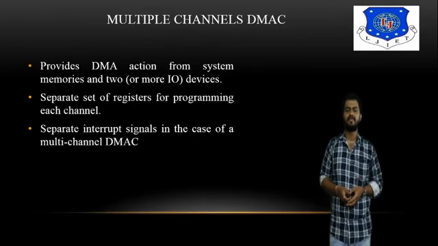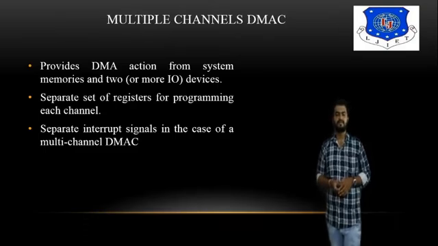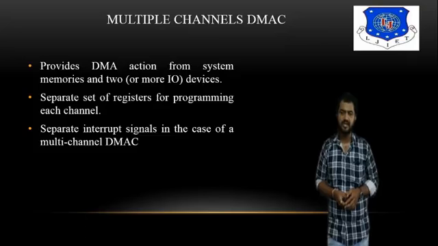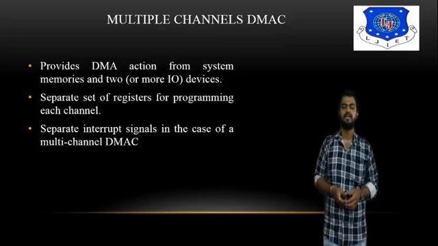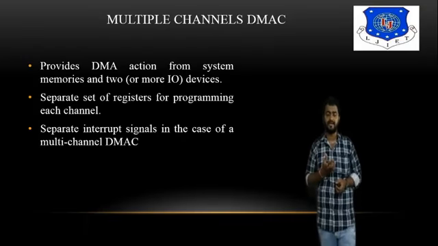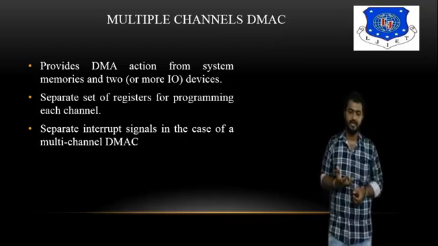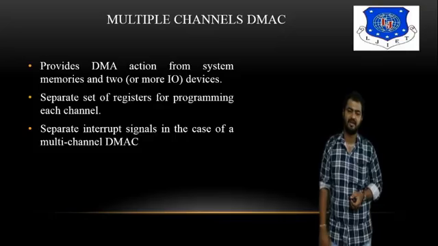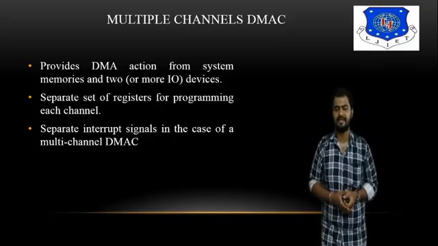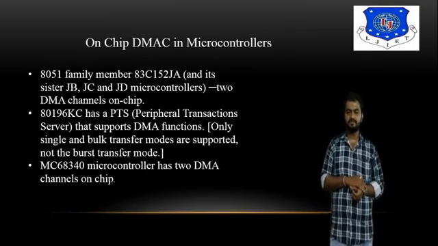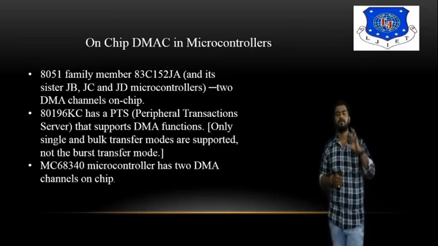A multiple channel DMAC provides DMA actions between system memory and two IO devices. There is a separate set of registers for programming each channel, and separate interrupt signals in the case of a multi-channel DMAC. So we have to separate the addresses from a communication point of view, right? Because without the address we cannot start communicating. So if we have multiple channels, then we have to separate them in terms of the multi-channel DMAC, rather than directly facilitating it, or we can say we can communicate directly with a single channel.